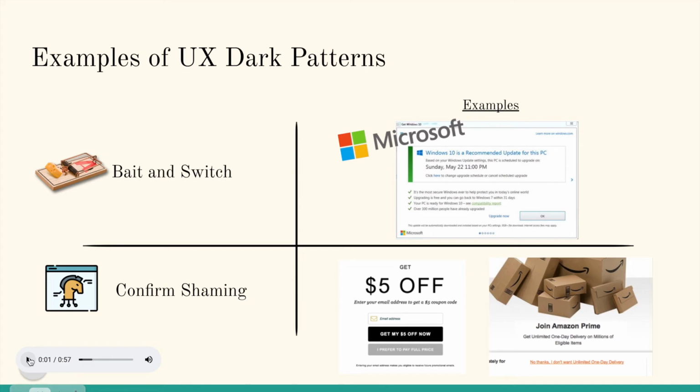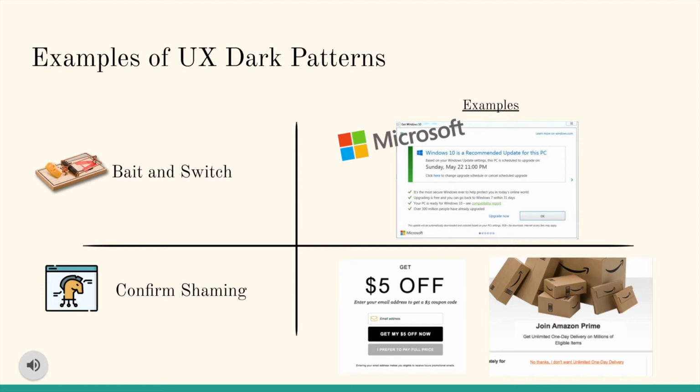Our final examples are bait and switch and confirm shaming. Bait and switch is a dark pattern built around deception. This pattern is used to coerce users into something other than their original intentions. In the example provided, the Microsoft software was attempting to update to the most recent edition. When the user clicked the X to exit the pop-up, the computer actually restarted and began the update rather than closing out the tab.